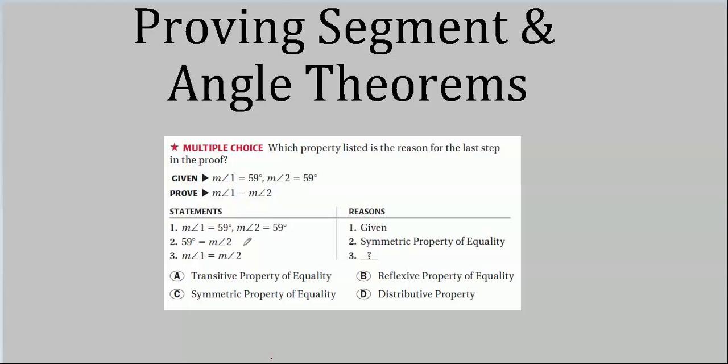M1, measure of angle 1 is equal to the measure of angle 2. Well, how do we know that? I would say I would write substitution in here. But they didn't list substitution as one of the options, did they? Why would that be?